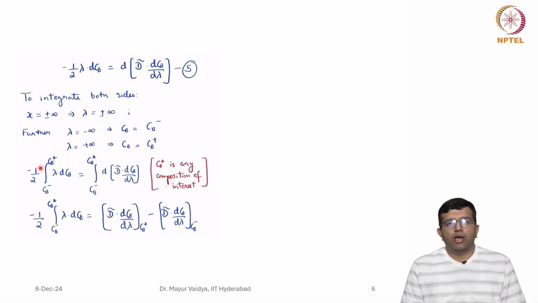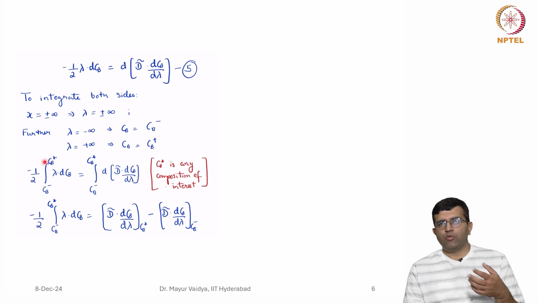Now, what I can do is integrate, and I can put lambda times dCb from Cb minus to Cb star is equal to the integral from Cb minus to Cb star of d of d tilde dot d tilde into dCb by d lambda. Now, this Cb star is basically the composition of our interest.